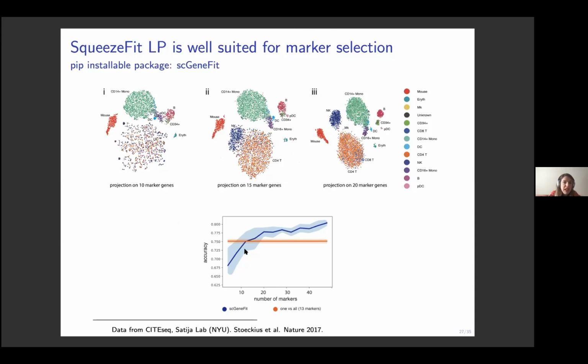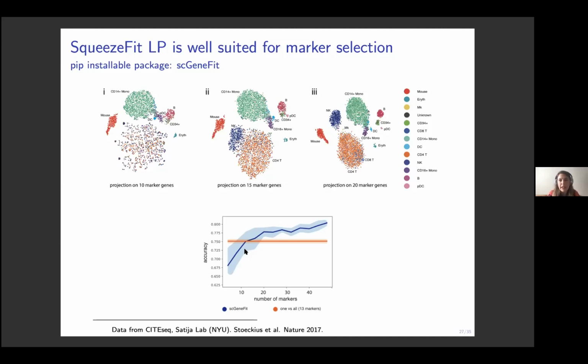The state of the art in this problem usually consists of this one versus all technique, where the idea is to identify one gene per class that has the most variability, meaning that if you look at the distribution of the gene in that class, and you look at the distribution of the gene in the rest of the classes, you want the gene that maximizes the distance between these two distributions.